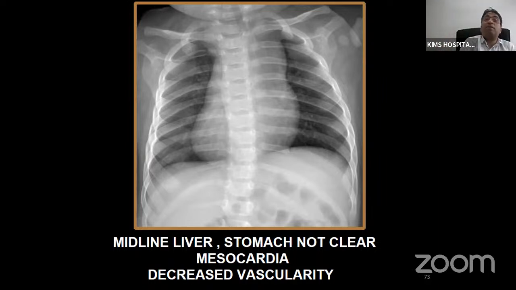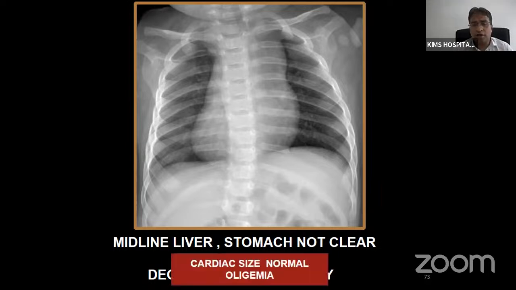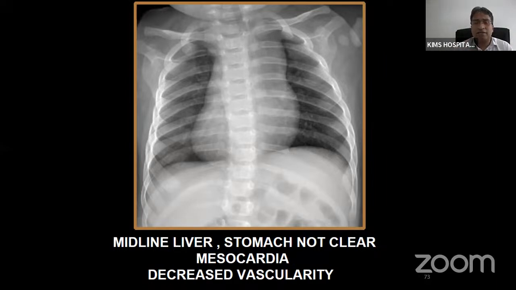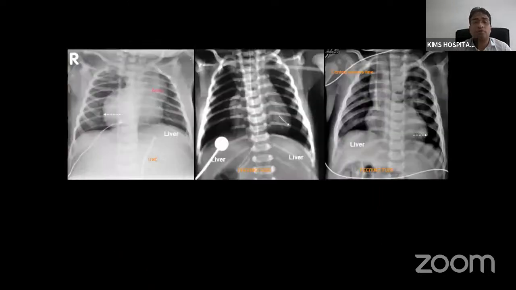In left heterotaxy, multiple spleens will be there. The liver will still be on the left side or normal, and this has a less complex anomaly. When the right side is heterotaxy, the anatomy is more complex; TGA, TAPVC, single ventricle are all very common. So here the cardiac size is normal with oligemia, that means TOF physiology, decreased flow to the lung, but here the liver is midline, so that means heterotaxy, that means it's a complex heart problem.